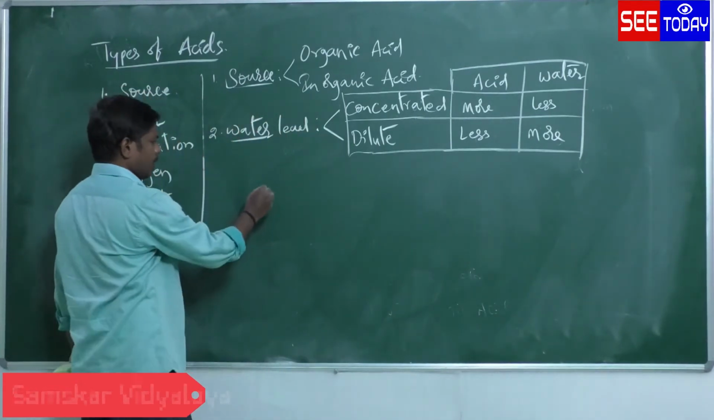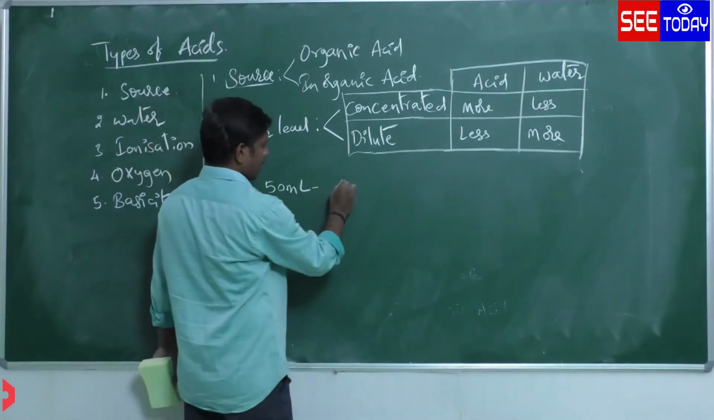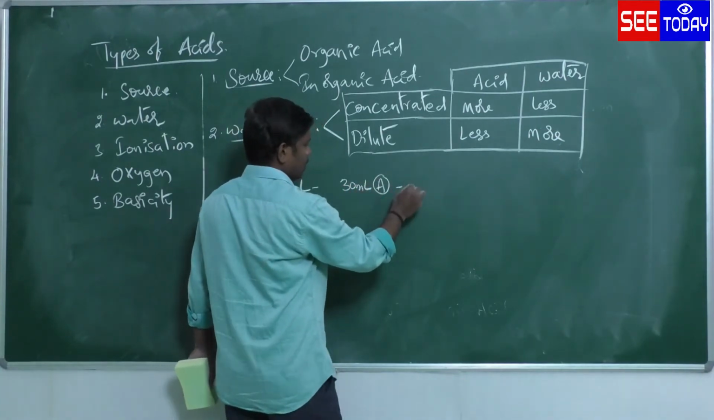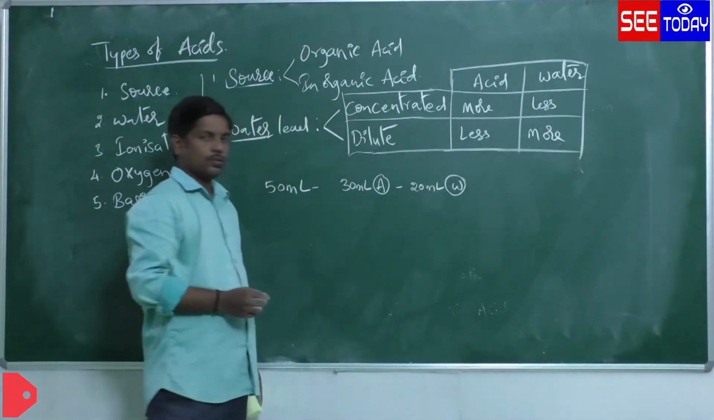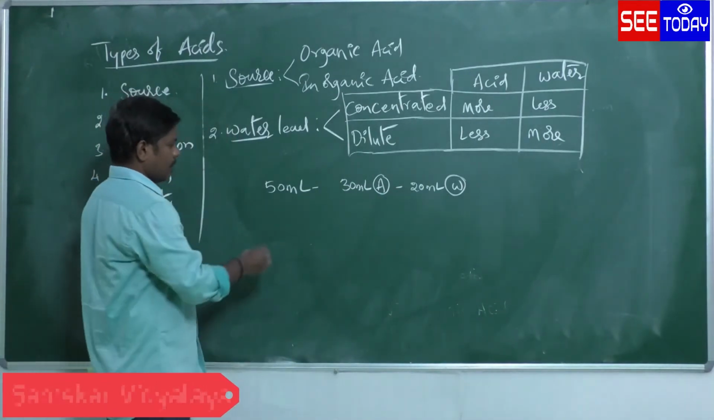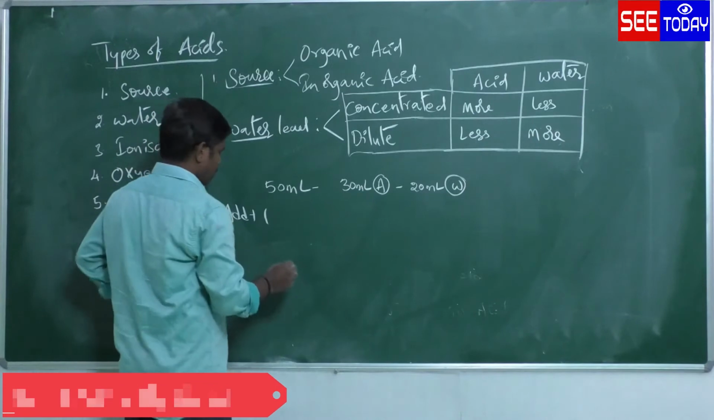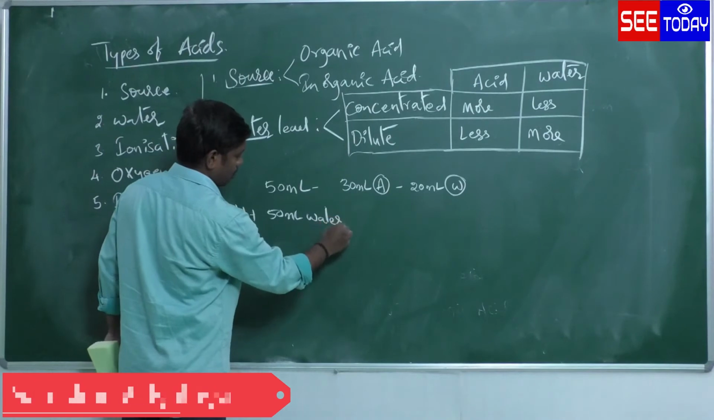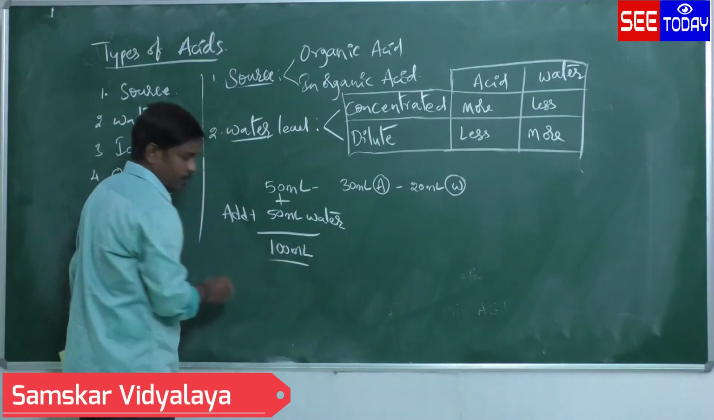Let us suppose I have taken 50 ml of acid solution. In this I have 30 ml acid and 20 ml water. To this, if I add 50 ml of water, the total solution will become 100 ml.